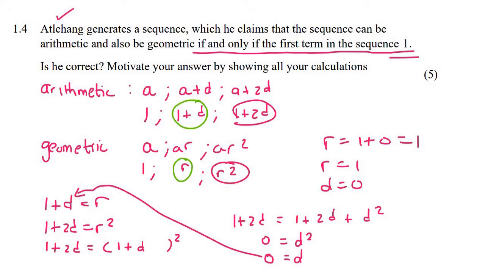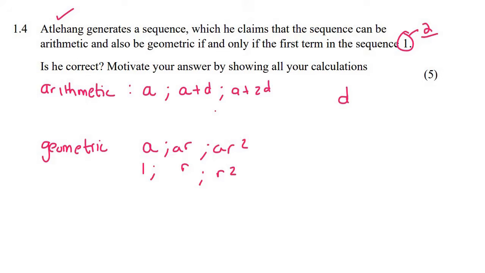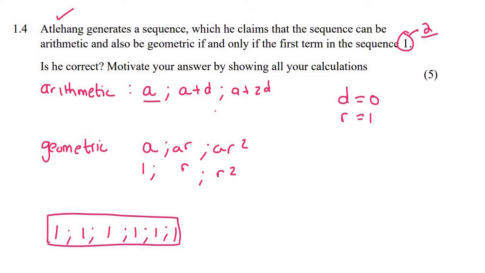What if the first number is 2? Let's make the first number 2 and see what happens. I just want to quickly show you that if D is 0 and R is 1, then the sequence would look like this. The first term we knew was 1 already, so it would be 1, and then 1 plus 0 is 1, and so the sequence would just go like this. So yes, it is arithmetic, because you're just adding 0 the whole time, but it's also geometric, because you're multiplying by 1 to get to the next term.